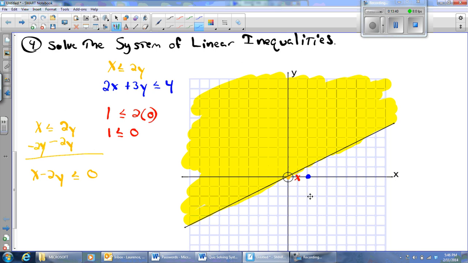Down 1, 2, 3. Okay, up 1, 2, 1, 2, 3. All right, up 1, 2, 3. And there you go. All right, so let's see, down 1, 2, 3.